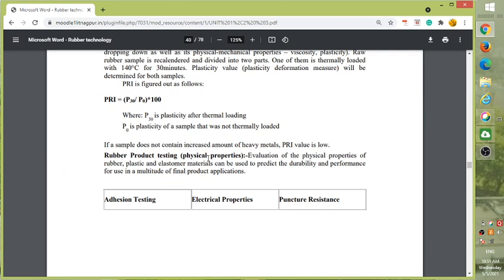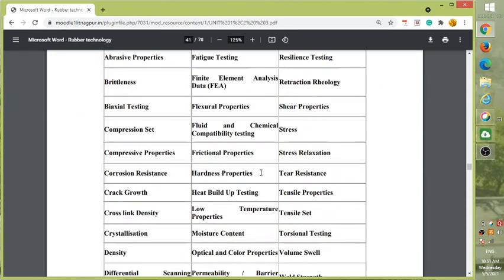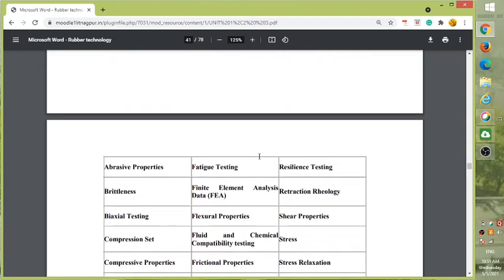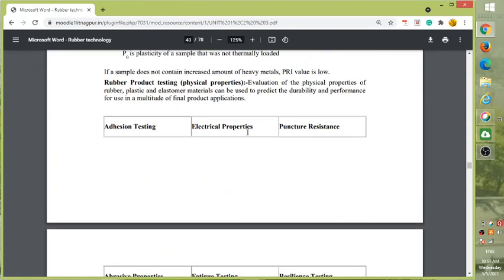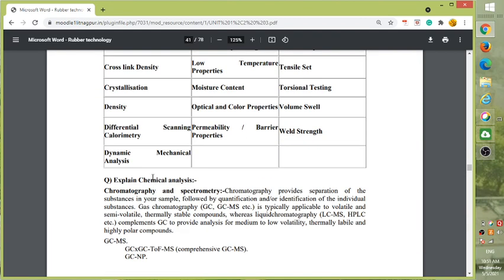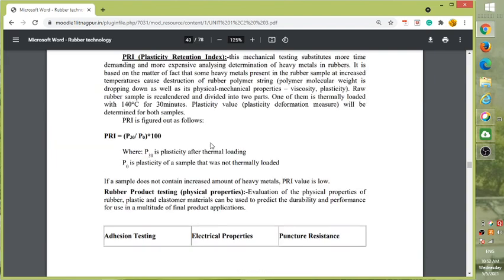Rubber product testing, physical property. Evaluation of the physical properties of rubber, plastic and elastomeric materials can be used to predict the durability and performance for use in a multitude of final product applications. So all these methods are there: abrasion testing, electrical testing, puncture resistance. So you just need to know this table. That's it.